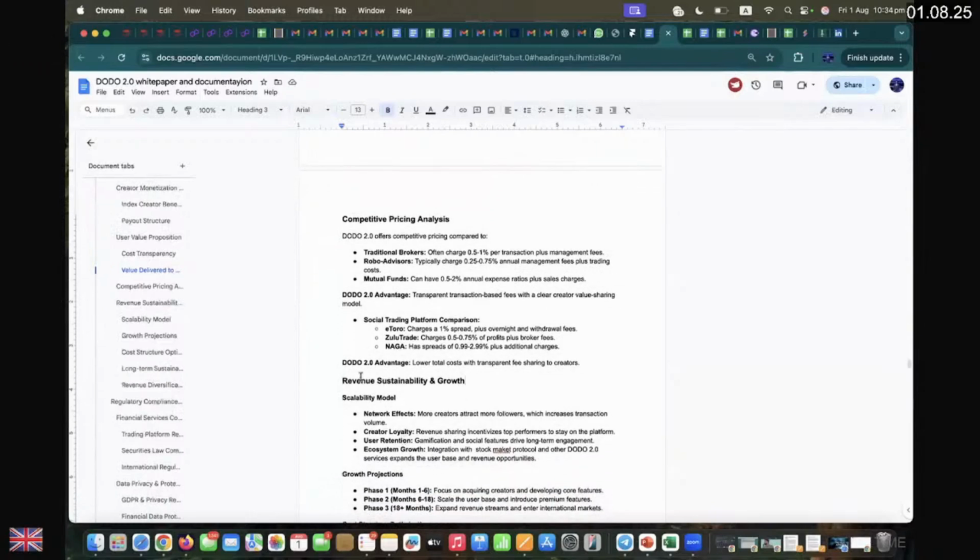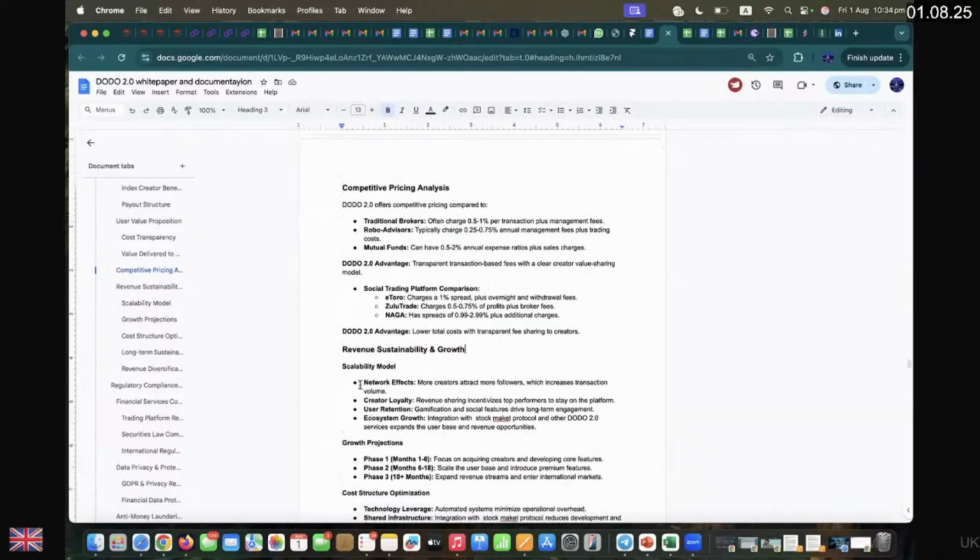Revenue sharing, sustainability and growth. Sustainability model, network effects: more creators attract more followers, which increases transaction volume. Creator loyalty: revenue sharing incentives keep top performers on the platform. User retention: gamification and social features drive long-term engagement. Ecosystem growth: integration with stock market protocol and Dodo 2.0 services expands the user base and revenue opportunities, giving users a diversified aspect where they can invest both in the stock market as well as in the crypto world.